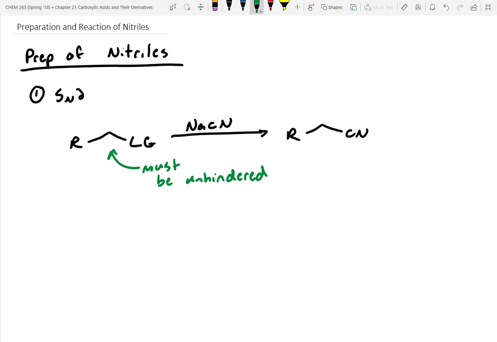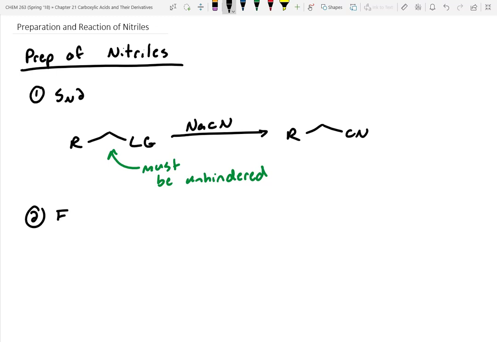Does anybody know the main downside of this? Cyanide. You could accidentally kill yourself, so it's not the most popular route for making nitriles. However, it still is done on fairly large scales. You just have to be extra cautious when you're doing this.